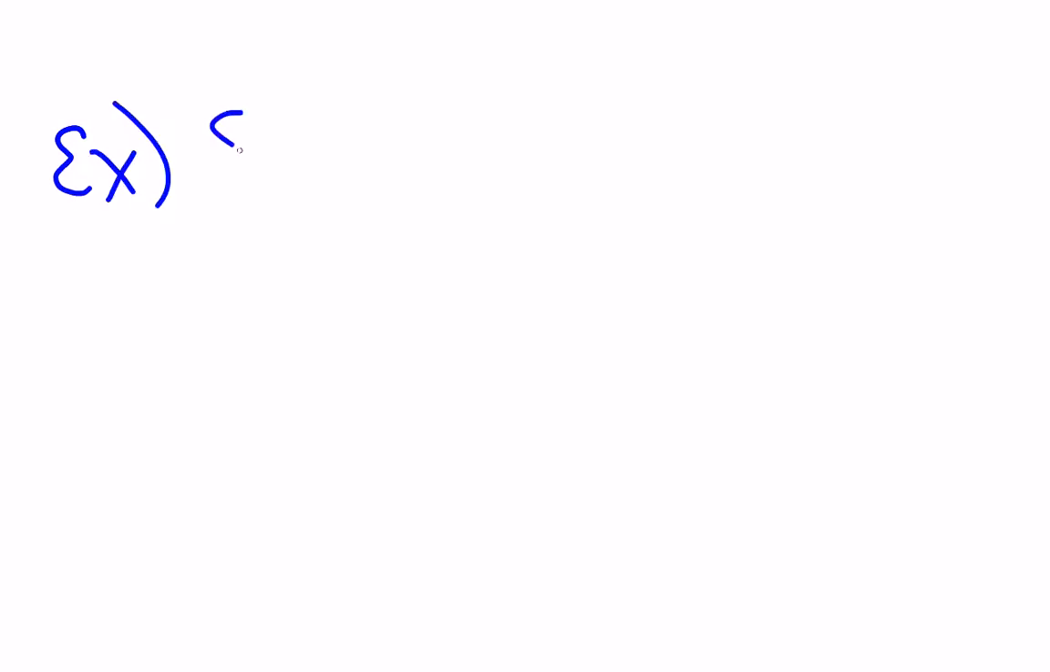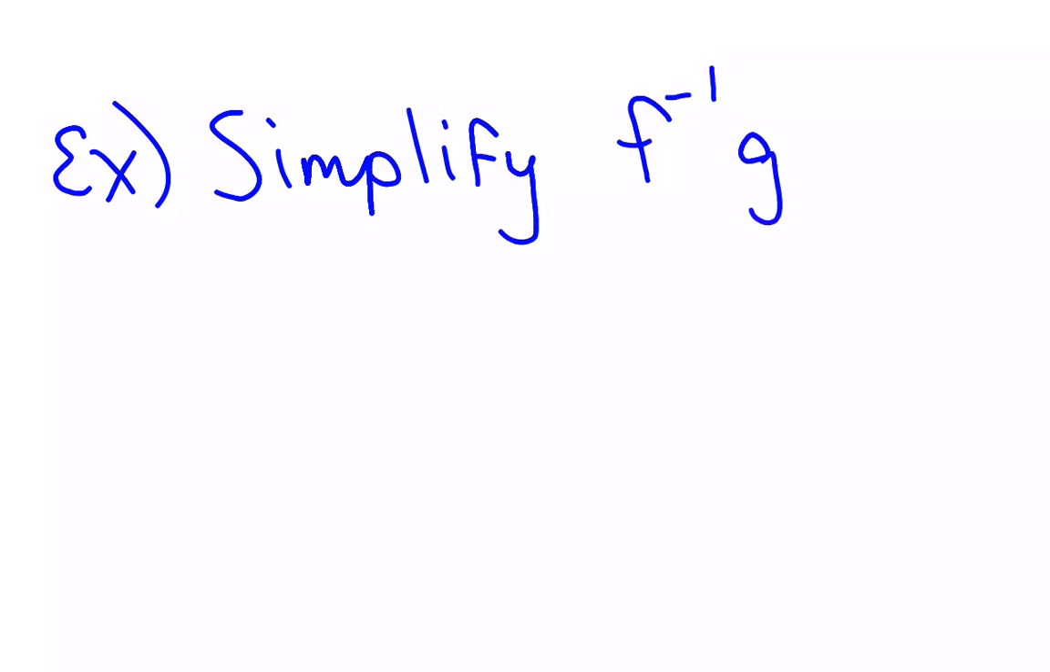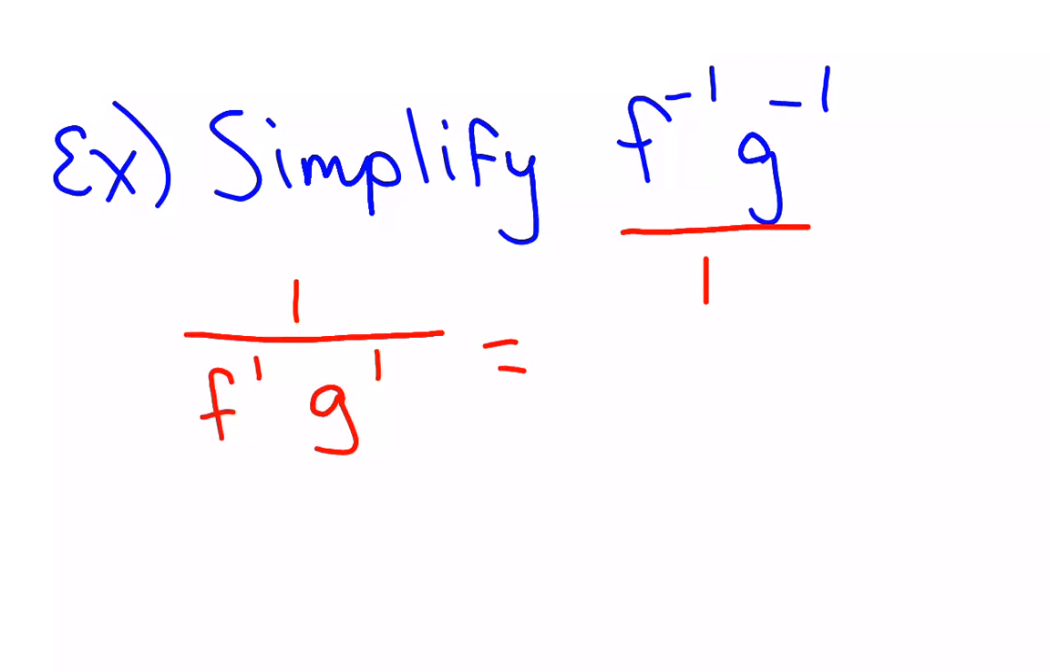Next example, simplify f to the negative 1, g to the negative 1. So regardless of whether it's a number or a variable, they follow the same rule. These are both over 1, and so they're both going to get flipped over to the other side. So the 1 is over on the top now, and then we have f to the 1, g to the 1. We don't ever really write that because it's just understood. It would just be 1 over f times g.